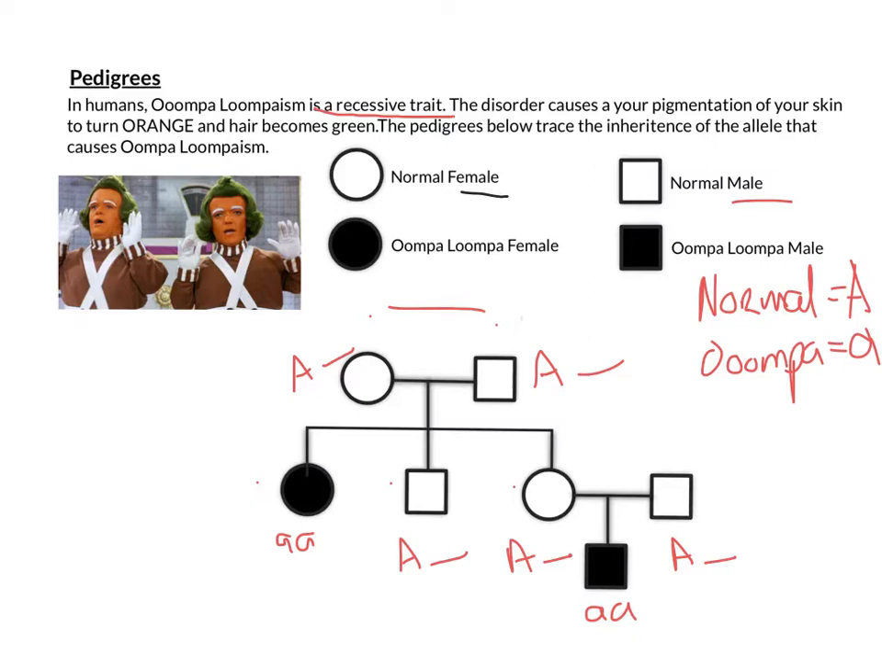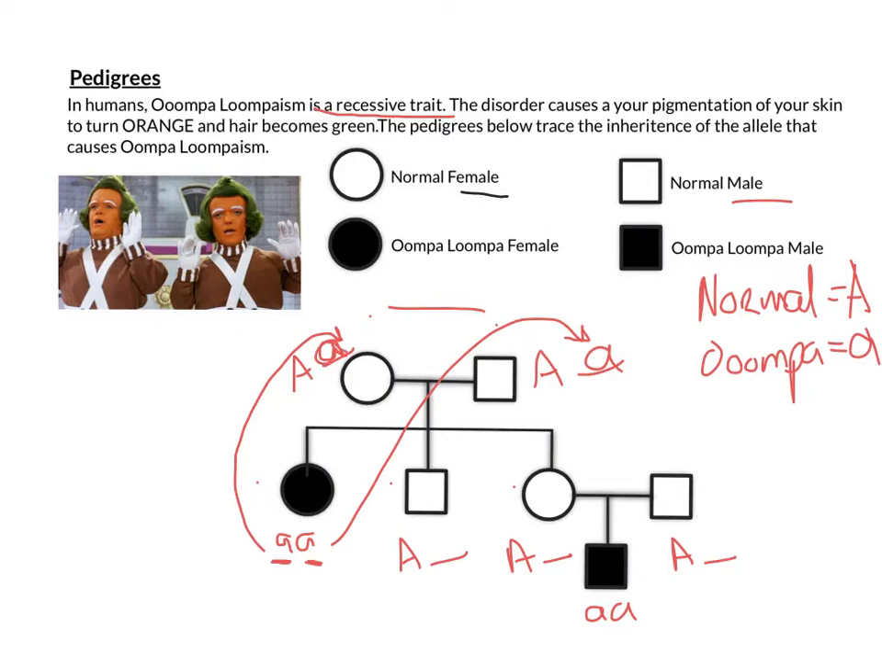So let's just think about regular genetics. You have to get a gene from both your mom and your dad. So this gene has to come from mom or dad, and this gene has to come from mom or dad. That immediately tells you that the missing gene has to be a little a. So you can kind of play detective and work backwards to figure out what the missing genes are.